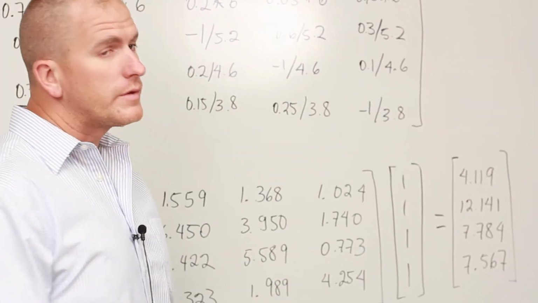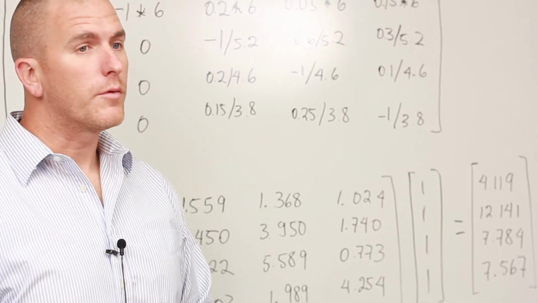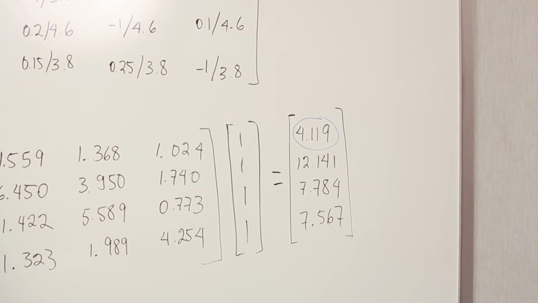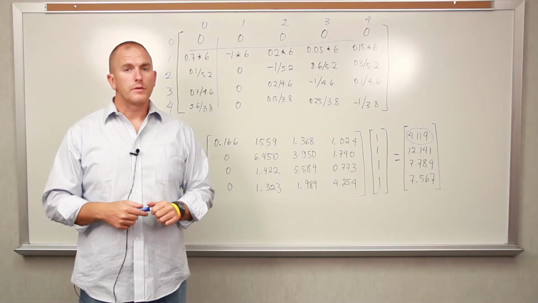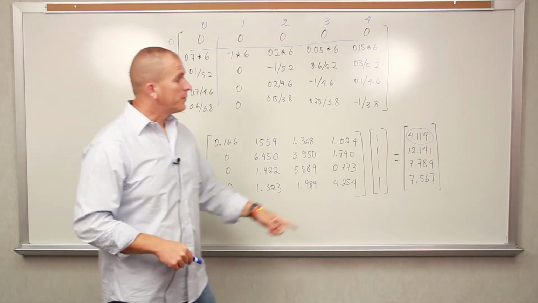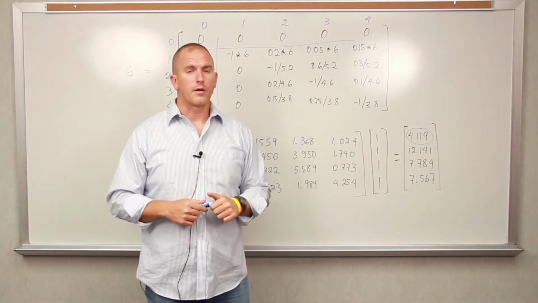And in particular, we're interested in the patients who enter through the emergency room, which would be that element of the matrix. So for a patient entering through the emergency room at Medical Center Hospital, we would expect that they would be in the hospital for 4.119 days prior to being discharged.